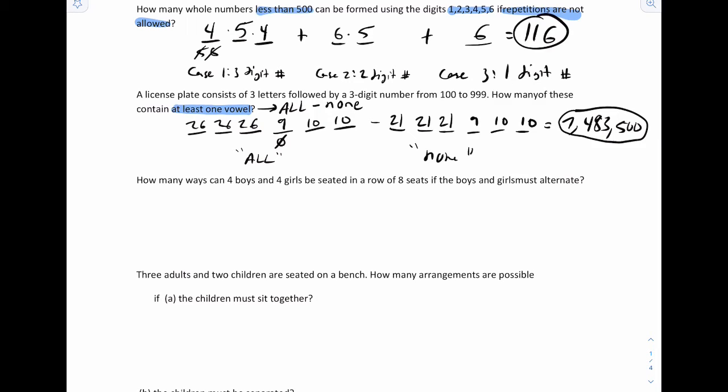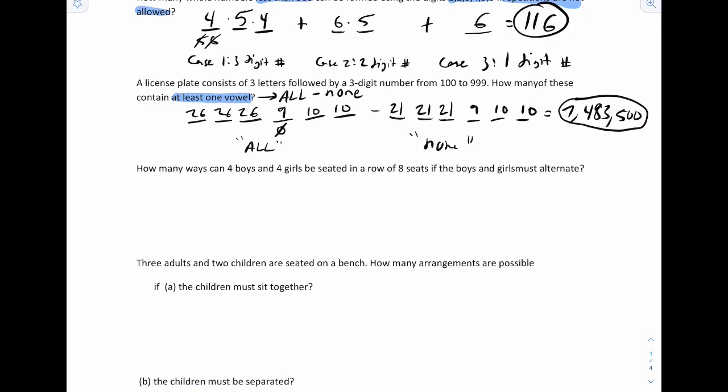Next question. How many ways can 4 boys and 4 girls be seated in a row of 8 seats if the boys and girls must alternate? So again, let's draw the slots out. There are 8 seats, 1, 2, 3, 4, 5, 6, 7, 8. And the best thing to think about is just to try things. So let's just plug them in. Let's say this is a boy and that's a girl, and that continues. Boy, girl, boy, girl, boy, girl.